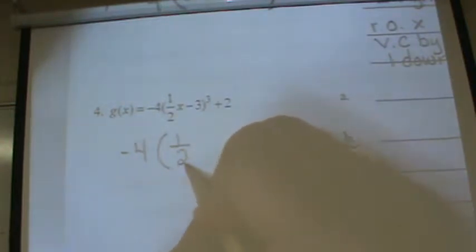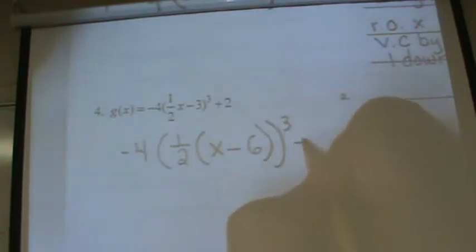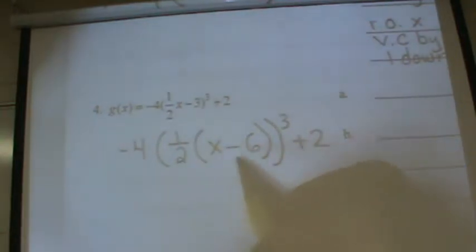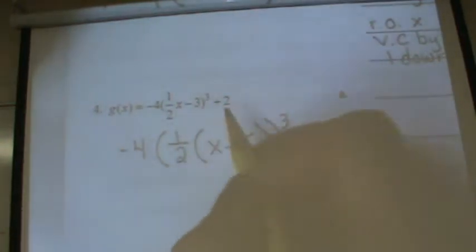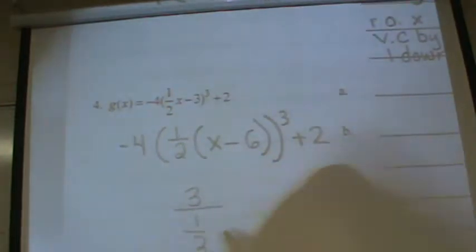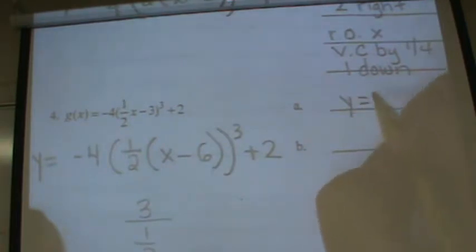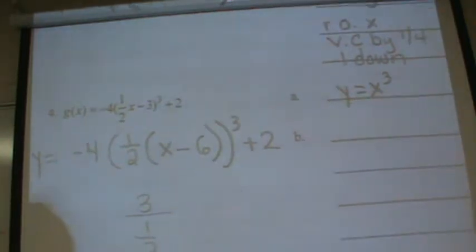And the last one on this page, what are you going to pull out? What's the a value? 1/2, and then what are you going to have here? X minus 6. Oh, I'm just kidding. 1/2 times negative 6 is negative 3. If you don't know what to do, take this number and you divide. You do 3 divided by 1/2, which means you flip and multiply. So what's your parent function? Y equals x cubed. It's the cubic function.